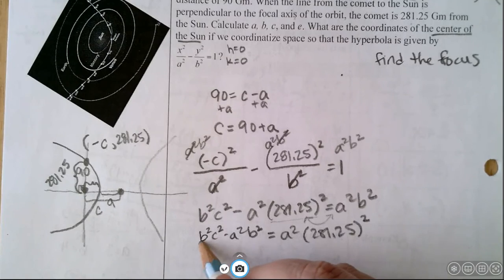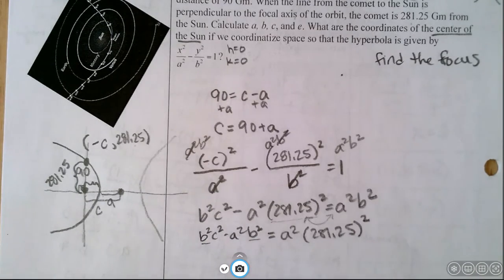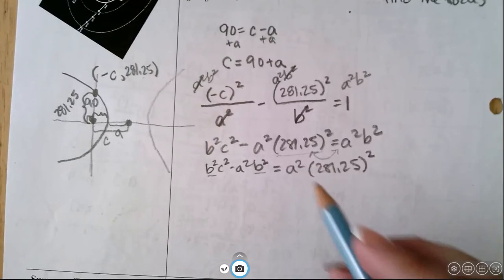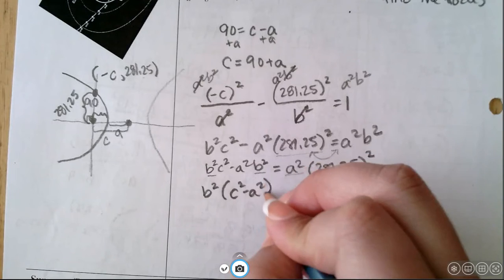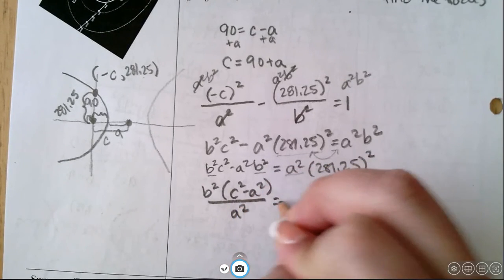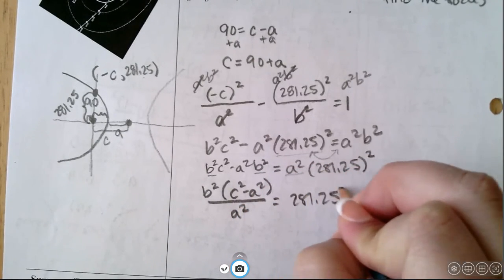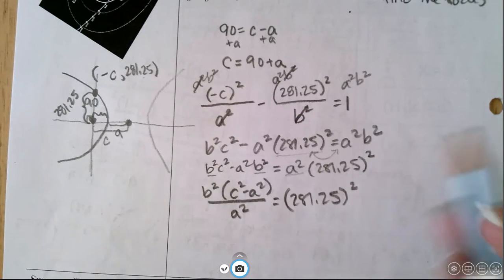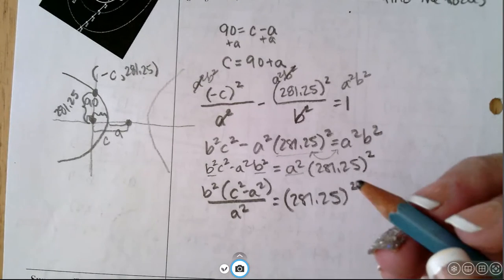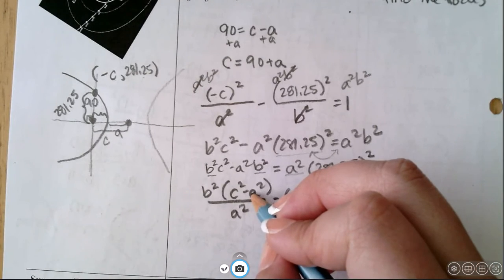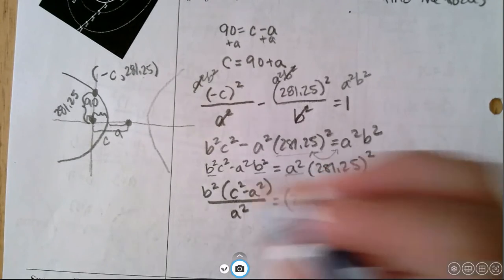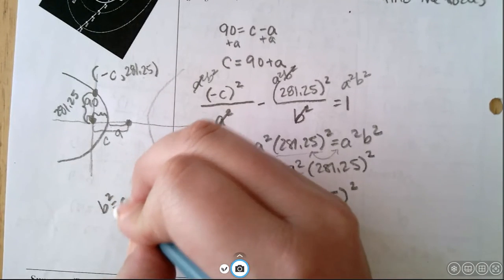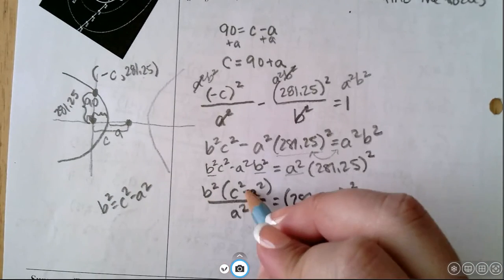I noticed these both have a b squared that I'll factor out. Also notice there's an a squared on this side. So I have b squared times c squared minus a squared over a squared equals 281.25 squared. Okay, well, c squared minus a squared should look familiar. If you think about the Pythagorean theorem, that would equal b squared. Well, our Pythagorean relation for hyperbolas is the same as the Pythagorean theorem. So if I have b squared equals c squared minus a squared, then I can substitute that for b squared.